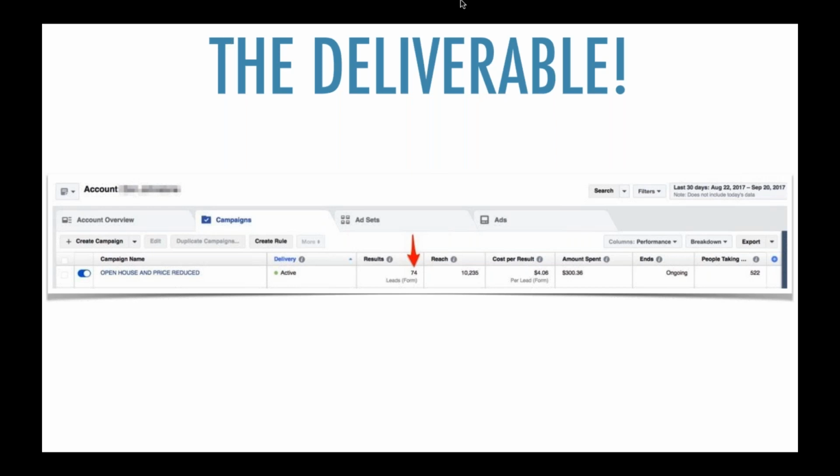Now, I took this screenshot of the last 30 days, and this screenshot was taken 2 days ago. So you can see September 20th, 2017. In the last 30 days, this is an active campaign that we have running. We generated 74 real estate leads in little old Guelph, Ontario. Our cost per lead was $4.06 per lead. We spent $300 on advertising, so $10 a day.